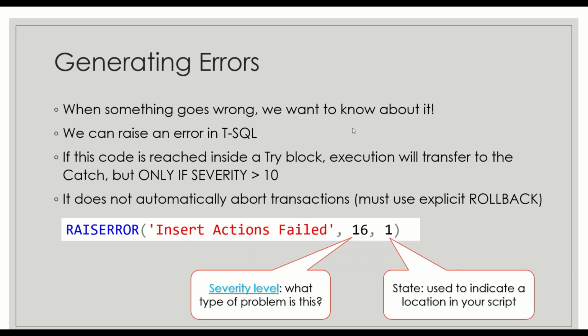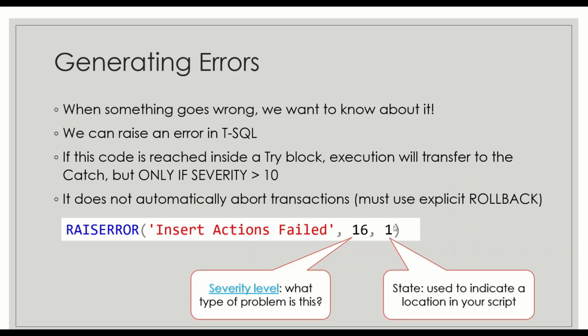In this example, I have an error being raised that says insert actions failed, and I've set the severity level to 16. That's the common default setting. And then we have this state. Now, this state marker here is used to indicate a location in your script. So it doesn't carry a meaning on its own.